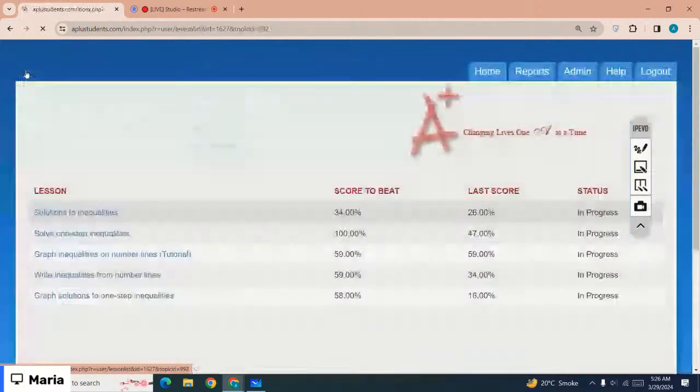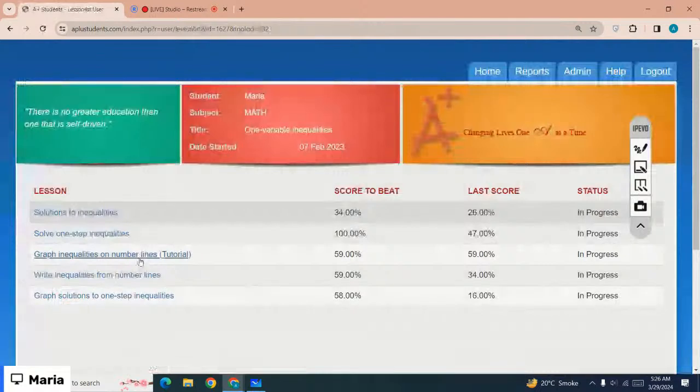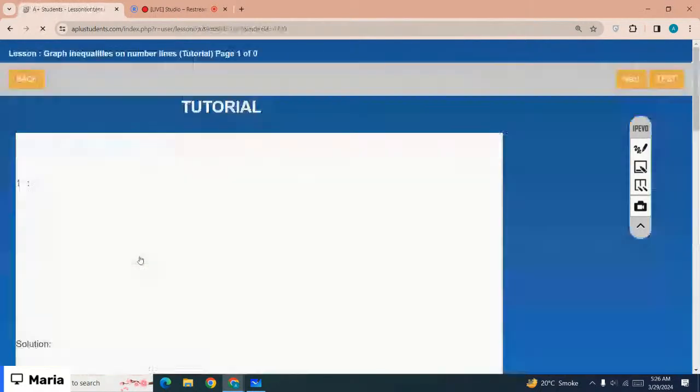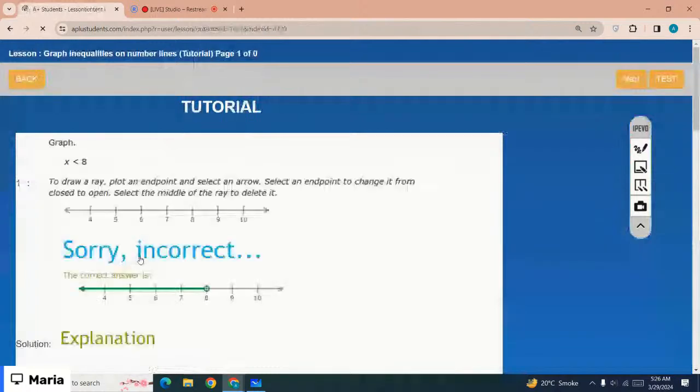The next one is graph inequalities on number lines. We have a tutorial only, so let's have a look at the tutorial. X is less than 8. You have to graph, right? To draw a ray, plot an endpoint and select OK. That is x is less than 8.